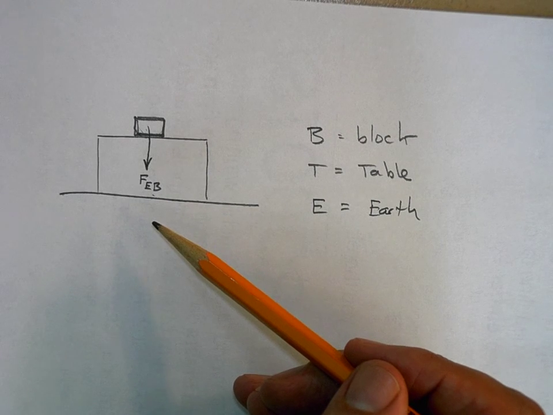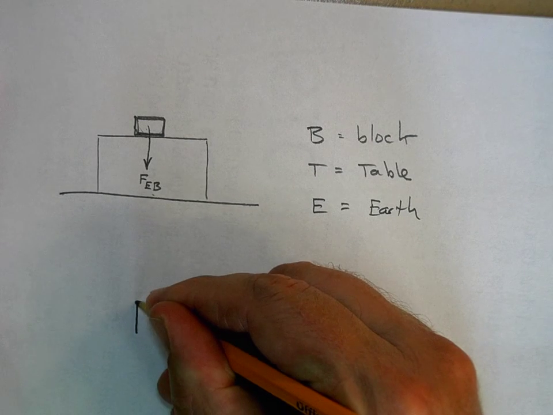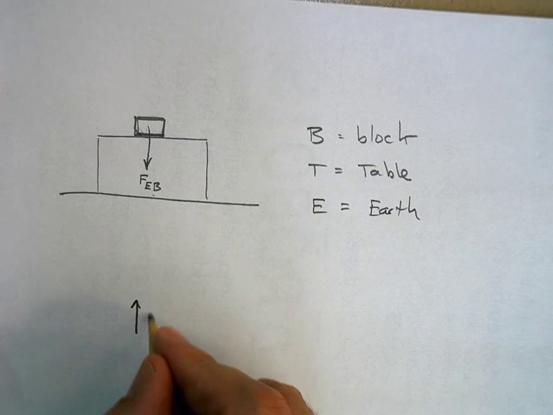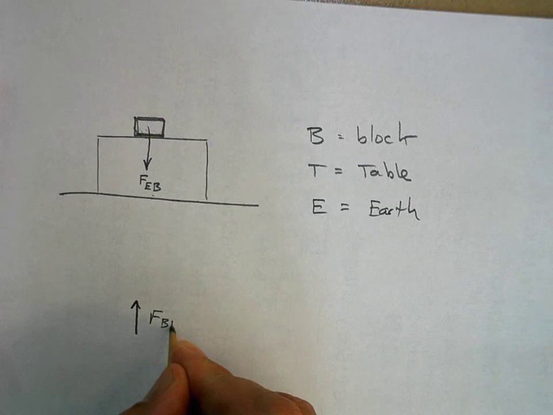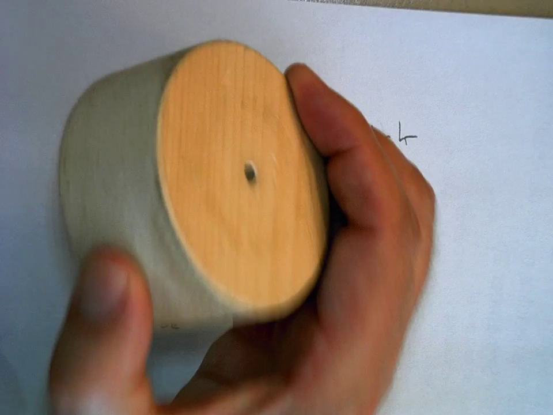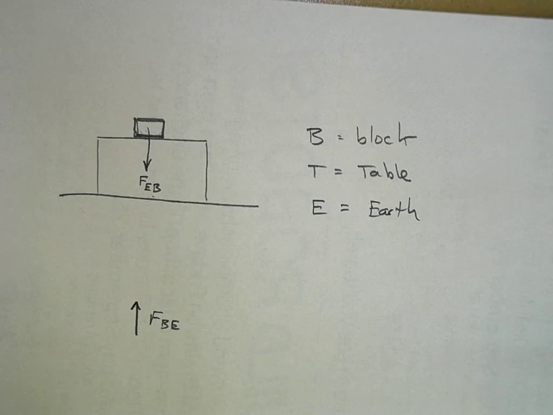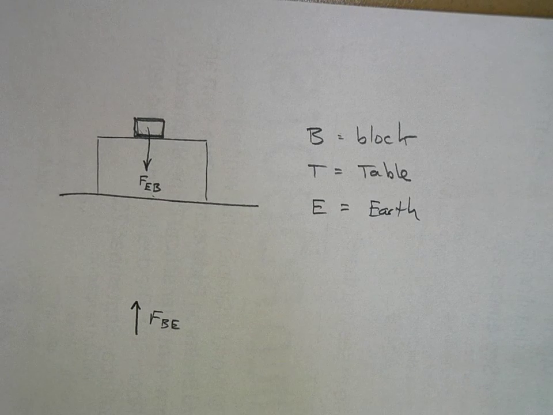The little wooden block pulls the earth up. This is the force of the block on the earth. This little wooden block is pulling up on the earth right now. Yes, it is. Well, how come we don't see the Earth rushing up towards it? Because the Earth is 6 billion trillion kilograms. That's why. I think that's right.